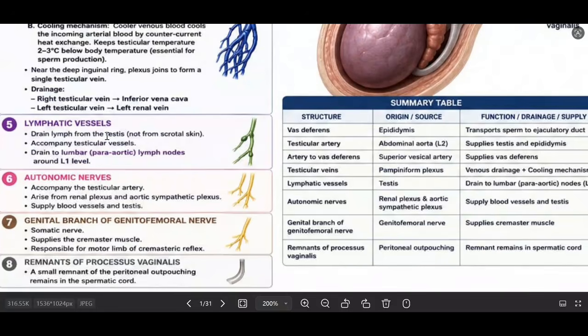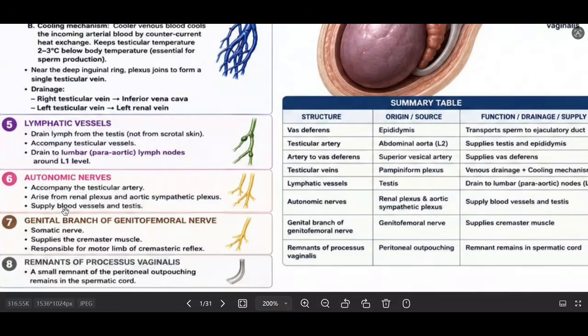Okay, now the sixth structure that is going to pass through the spermatic cord are the autonomic nerves, and these autonomic nerves actually accompany the testicular artery. They arise from the renal plexus and the aortic sympathetic plexus. The renal plexus and the aortic sympathetic plexus are going to give rise to the autonomic nerves of the testes or spermatic cord, and they are going to supply the blood vessels and the testes.